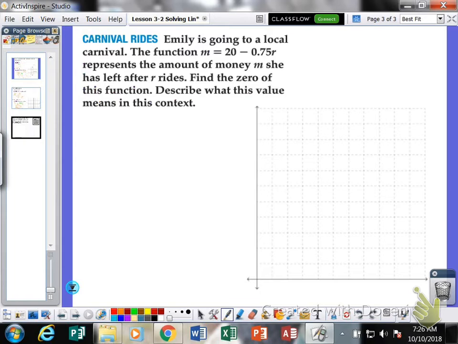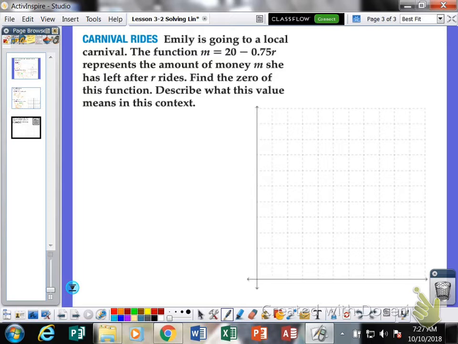All right, Emily is going to a local carnival. The function m equals 20 minus 0.75r represents the amount of money m she has left after r rides. Find the zero of this function. Describe what this value means in this context.